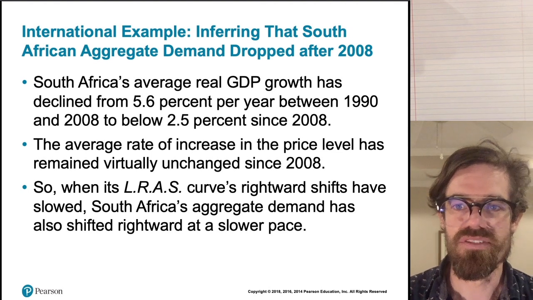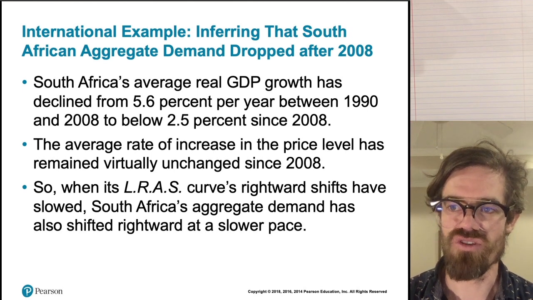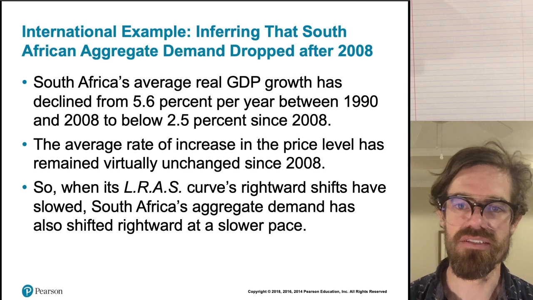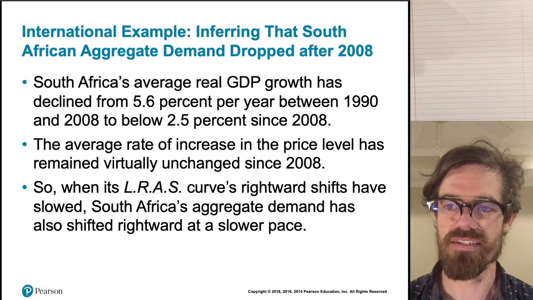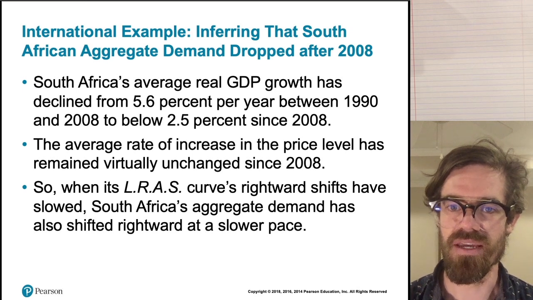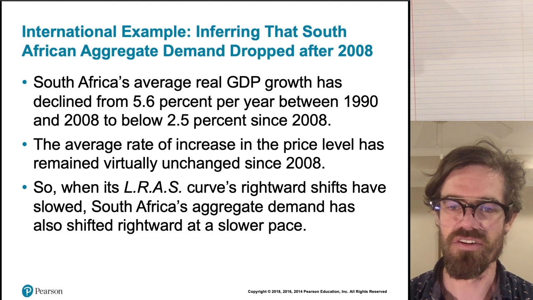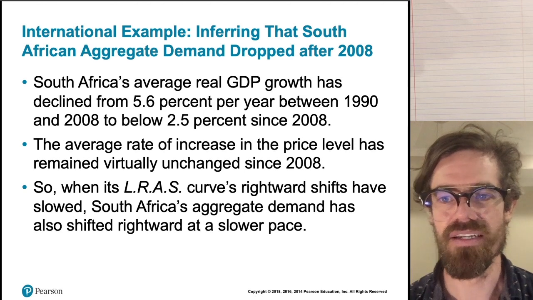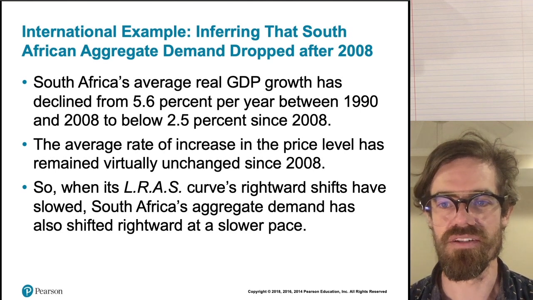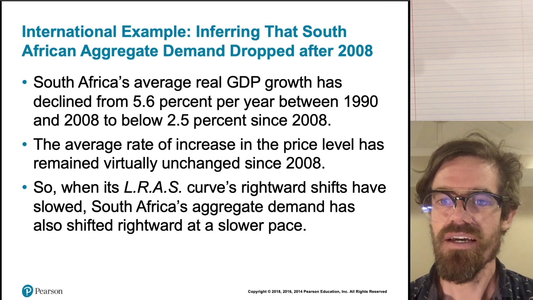All right, and we're going to wrap this up with an international example. So inferring that South African aggregate demand dropped after 2008. Inferring just means, given the data, we can infer, right, that aggregate demand dropped. Just like when you look outside and it's dark, you can infer that it's nighttime, right? Even though it might not necessarily be nighttime. It could be that there's a solar eclipse, right? Anyway, that's what inferring means.